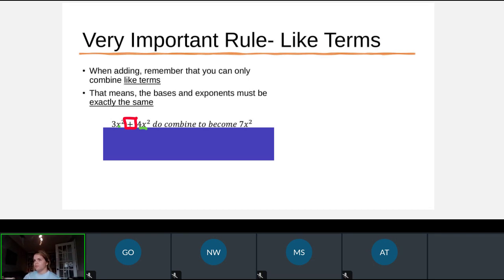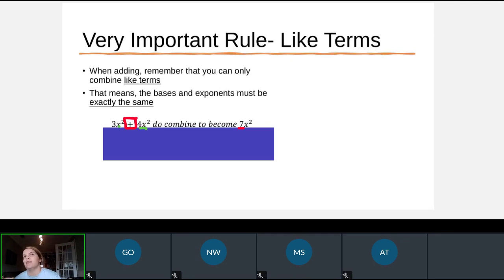3 plus 4 gives me 7. The base and the exponent stay the same. So when you're adding polynomials, you don't do anything with the base or the exponent. You're only adding the coefficients. Raven, we will add exponents, but that's actually a rule for multiplying polynomials.